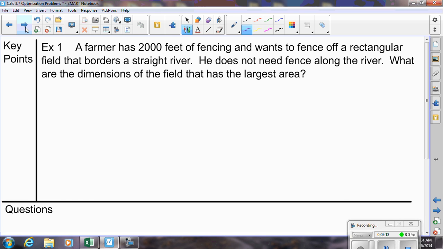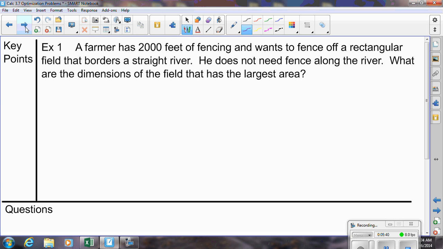A farmer has 2,000 feet of fencing and wants to fence off a rectangular field that borders a straight river. He does not need fence along the river. What are the dimensions of the field that has the largest area? Well, in terms of motivation, I think it's fairly straightforward why a farmer would want a large field instead of a small field.